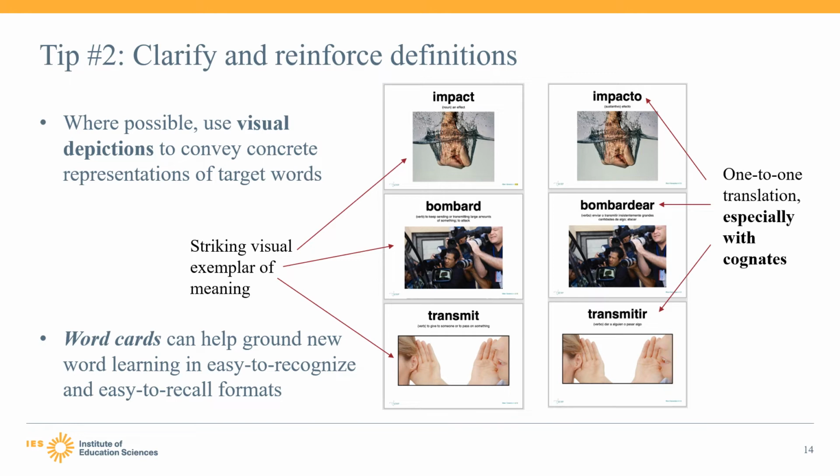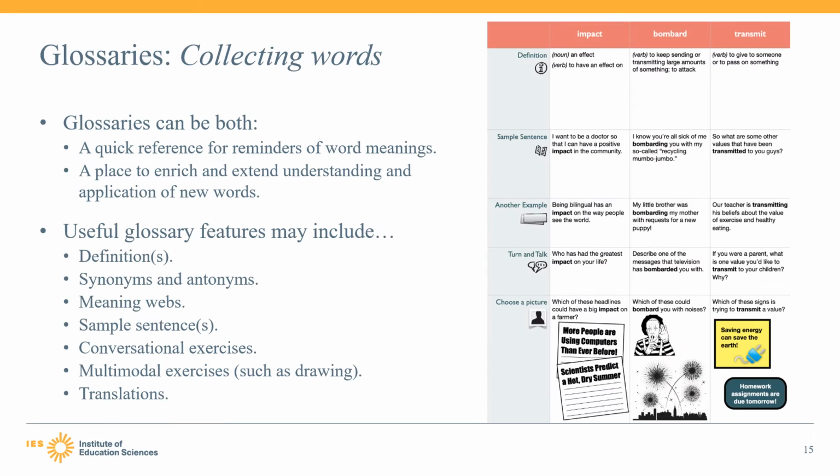that we're hoping that they're going to master. And then it's also helpful when we do these kinds of presentations, as we discussed in the prior module, to draw attention to any cognates that exist for those target words, because offering that one-to-one translation can sometimes, again, help clue students in to things that they already know but didn't realize that they had some words for. These kinds of word cards generally can help ground new word learning in easy to recognize and also easy to recall formats.